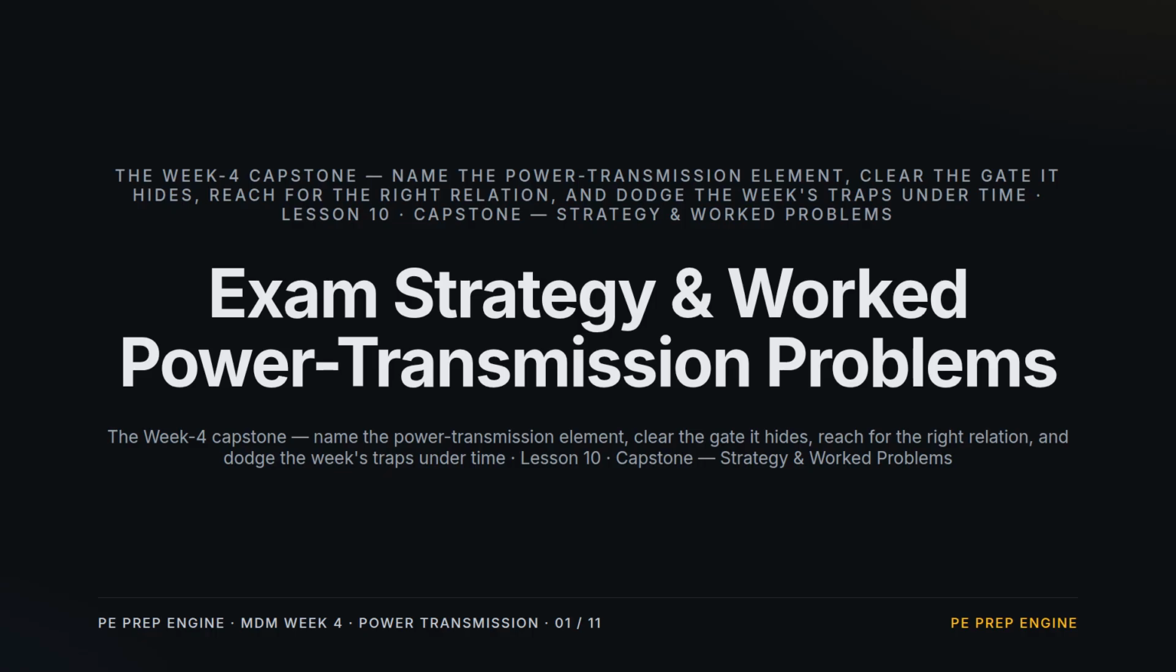Lesson 10. The Week 4 Capstone. No new theory. You already own the toolkit. Shafts and keys, bearings, power screws, spur gears, the helical, bevel and worm family, planetary trains, belts and chains, and clutches and brakes. This lesson is about using it under exam pressure, naming the power transmission element in seconds, clearing the gate it hides, reaching for the right relation, and checking before you commit. We'll run 4 fast problems that span the week, then lock in the lookup discipline, the units, and the traps.